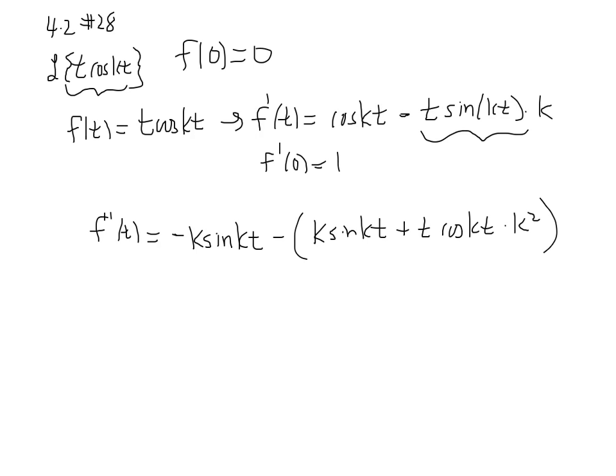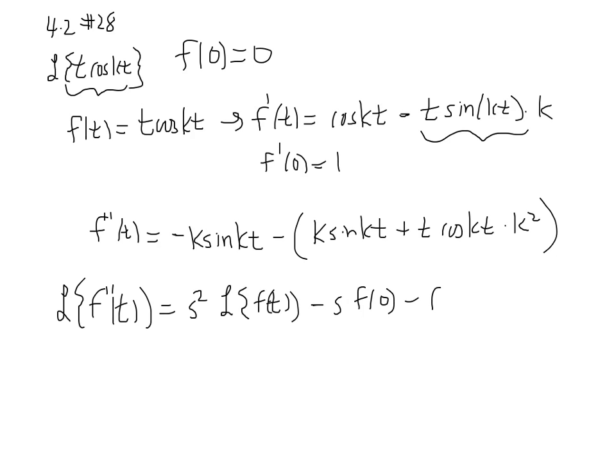Now we use our rule that says the Laplace transform of the second derivative is s squared times the Laplace transform of the original function minus s times f at 0 minus f prime at 0. But of course this one's 0, and that one there is just 1.